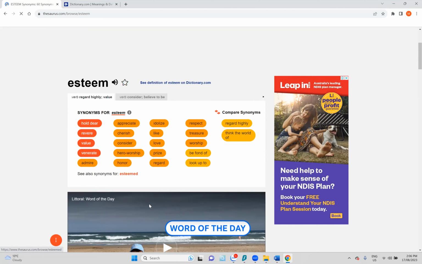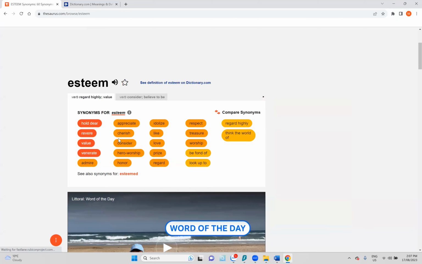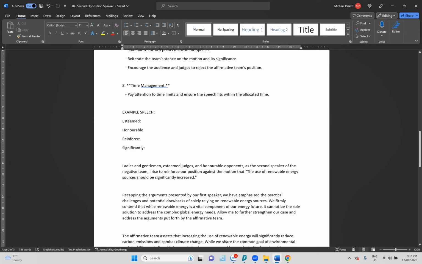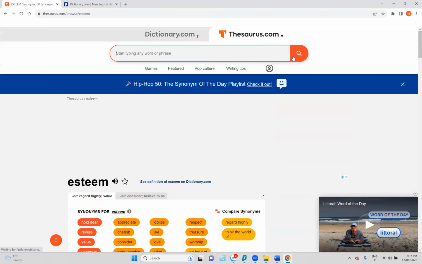So we could have said something like loved judges, prized judges, respected, treasured. I definitely wouldn't have said worshipped because that's a little bit over the top. But we can see here that all of these other phrases could be used instead of the word esteemed. Valued. Let's have a look for honorable.